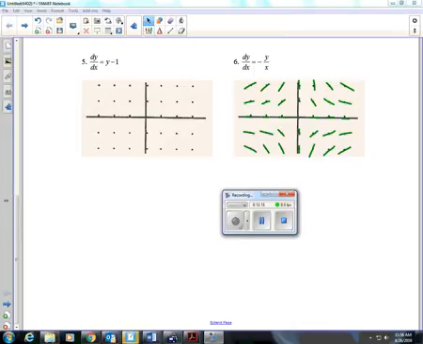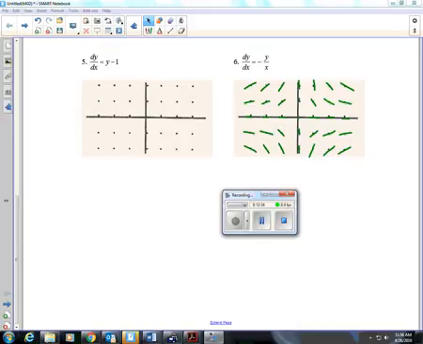Glance up where you're at. Are you coming up with something approximately like this? Did you get zeros along the x-axis? Get vertical lines along the y-axis. Everywhere in the first quadrant should have negative.